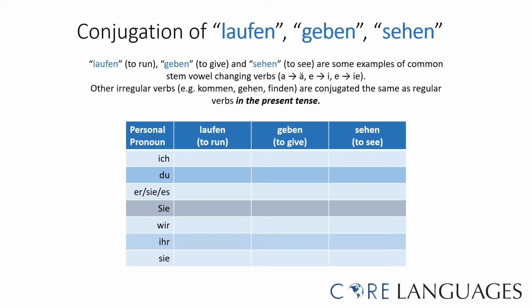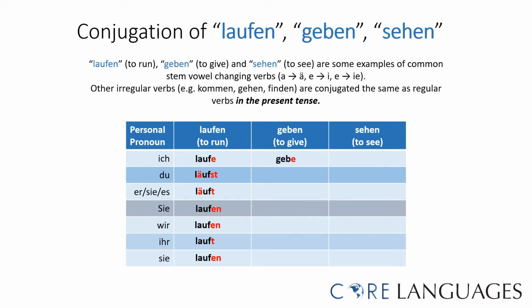Here's the conjugation for the verb laufen. Pay attention to the changes in the spelling. Ich laufe, du läufst. The A changed to an Ä. Sie, es läuft. Sie laufen, wir laufen, ihr lauft, sie laufen.